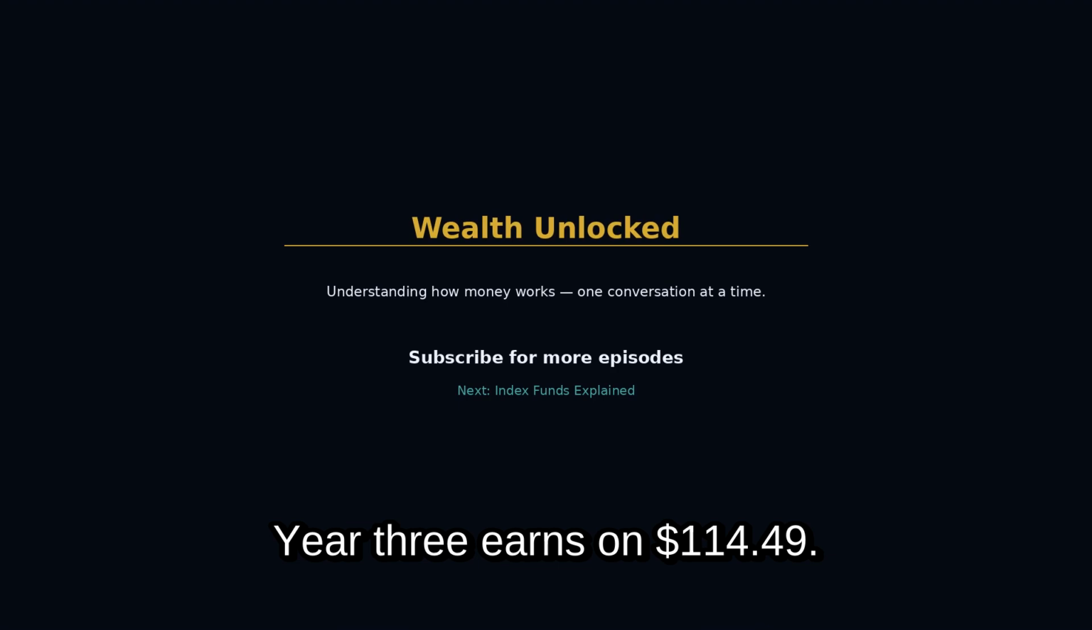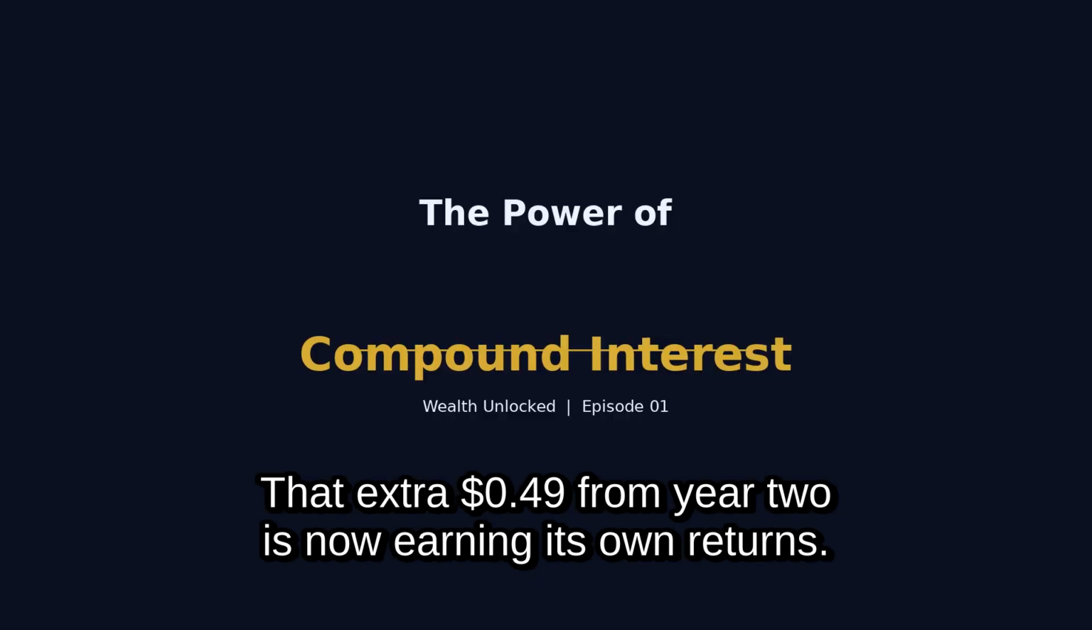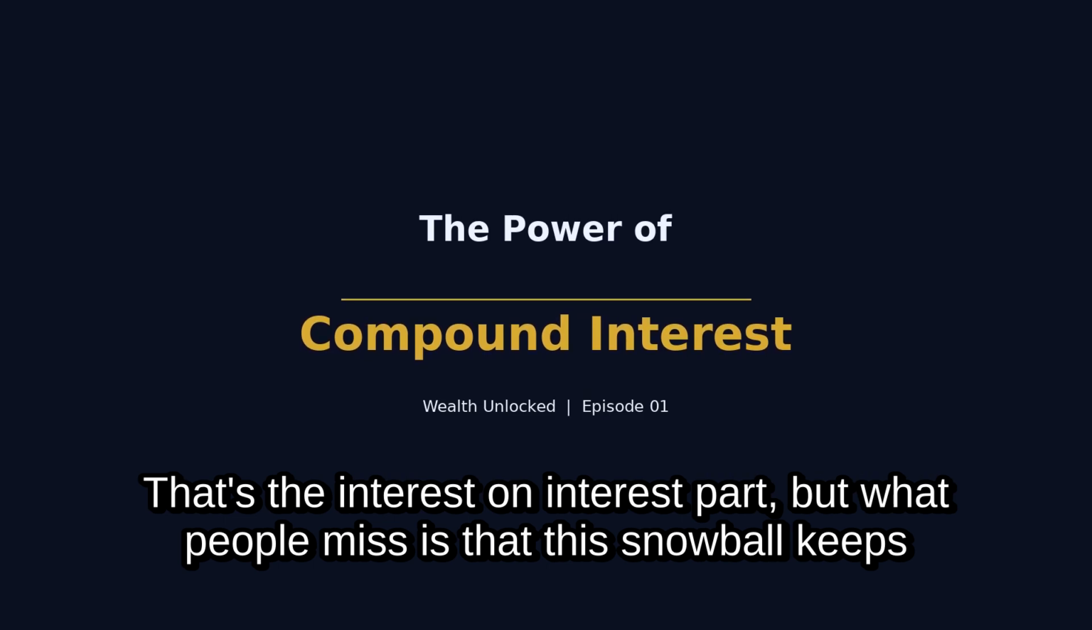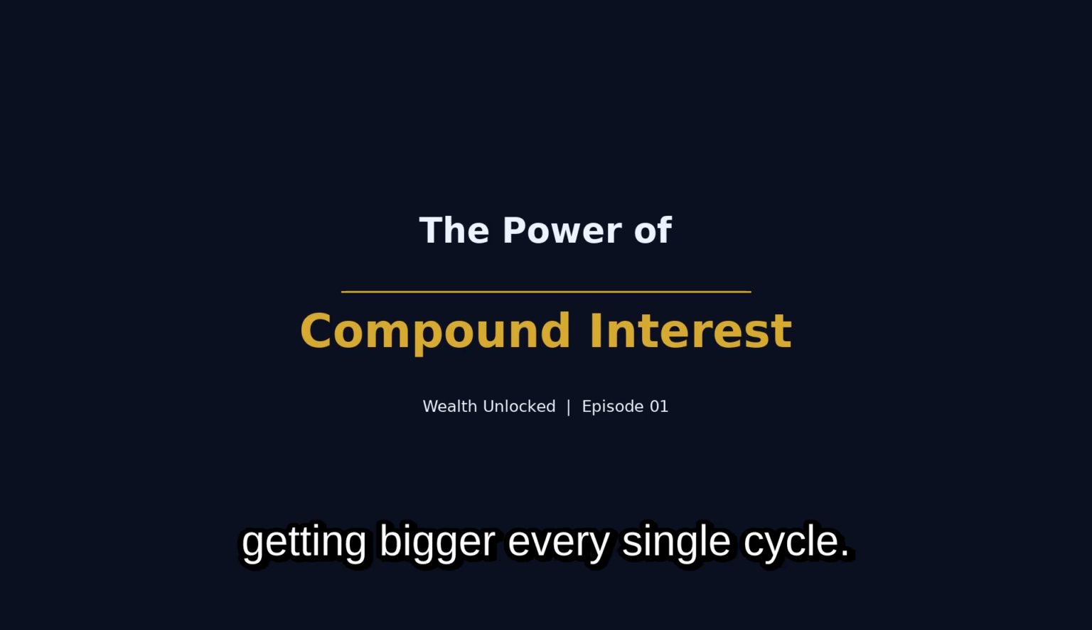Year 3 earns on $114.49. That extra 49 cents from year 2 is now earning its own returns. That's the interest on interest part. But what people miss is that this snowball keeps getting bigger every single cycle.